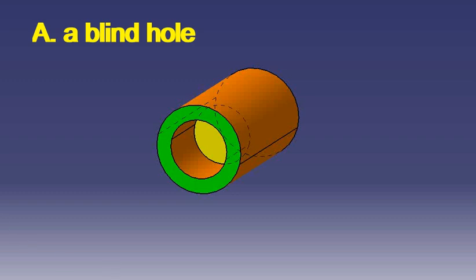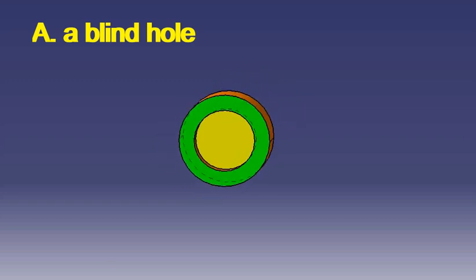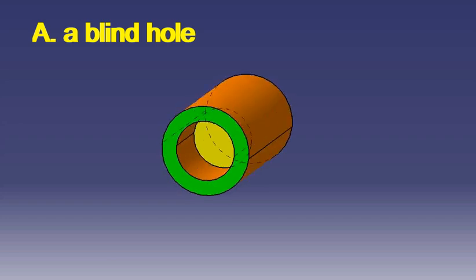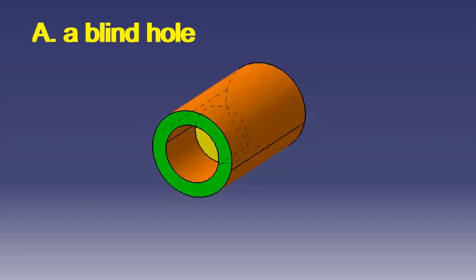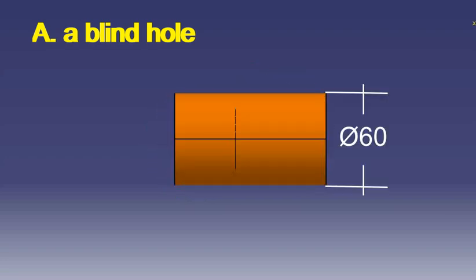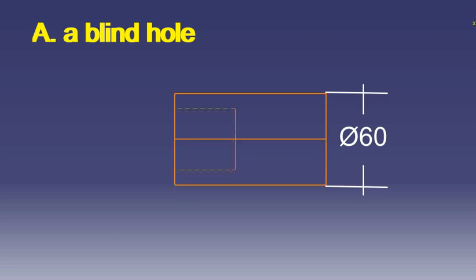But here's the powerful part. We can still represent this completely using only one view. We start with our main view, making sure we include that all-important center line. We dimension the overall diameter, let's say 60 diameter. Then, for the hole, we show its diameter with the diameter symbol, something like 40 diameter.